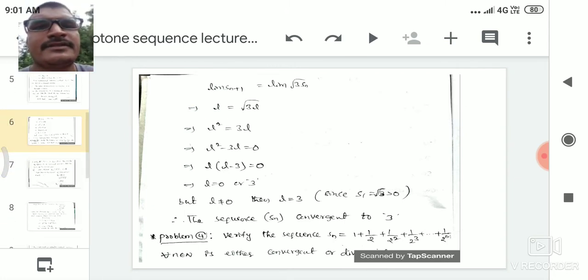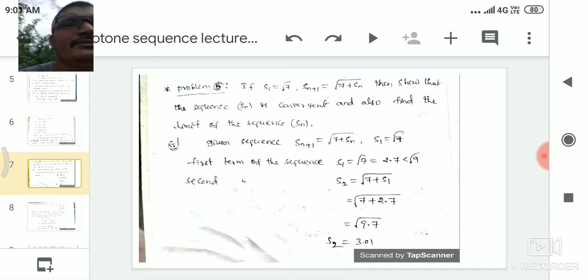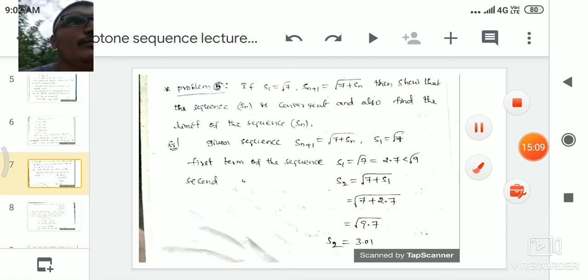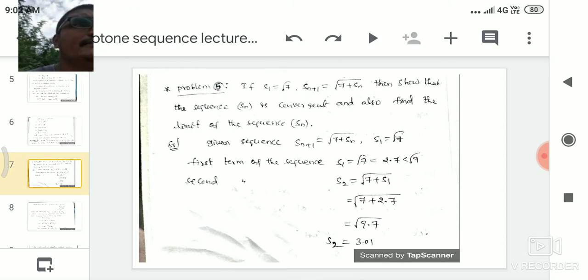Next we discuss another problem, that is if S1 is equal to root 7, Sn plus 1 is equal to root of 7 plus Sn, then show that the sequence Sn is convergent and also find the limit of the sequence Sn. Same problem, and also one homework problem is there, that is root of 2 plus Sn, in place of S1 is equal to root 2 and Sn plus 1 is equal to root of 2 plus Sn. So here the given sequence is S1 is equal to root 7 and Sn plus 1 is equal to root of 7 plus Sn.